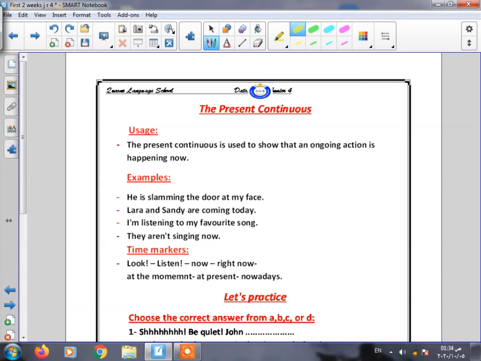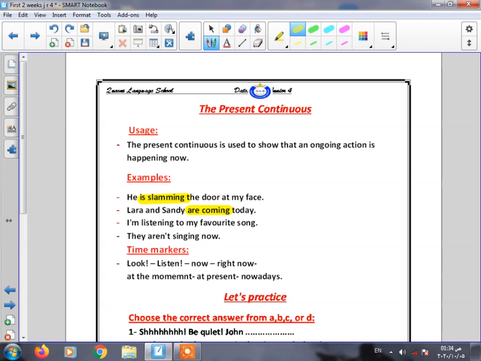He's slamming the door in my face. Where is the verb? Is slamming. I use the verb is and add ing to the verb. The next sentence: Laura and Sandy are coming today. Are coming is the verb. I use are, and the verb after it, I add ing.